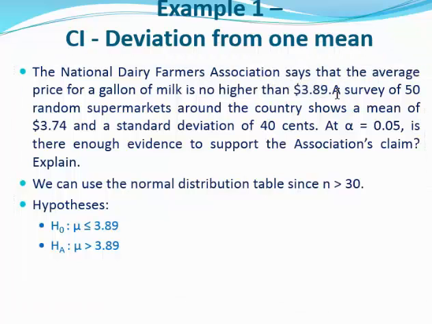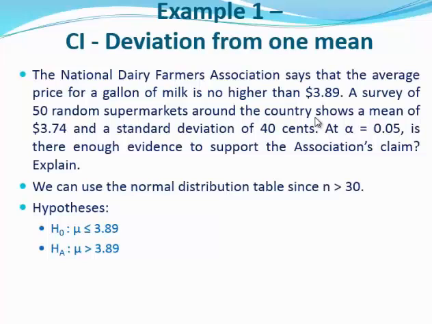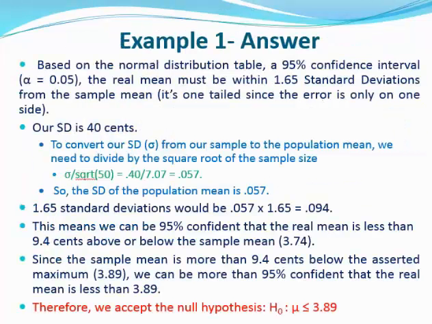Can that be proven? Well, the answer is yes, because the highest it can be within the 95% margin of error, within the 95% confidence interval, the highest we came out that the real mean could be was $3.834, which is less than the assertion, so therefore we can say that the assertion is correct. To break it down with a slide, again, you can review this later, that's why I gave you this slide, so you can work it out by yourself.